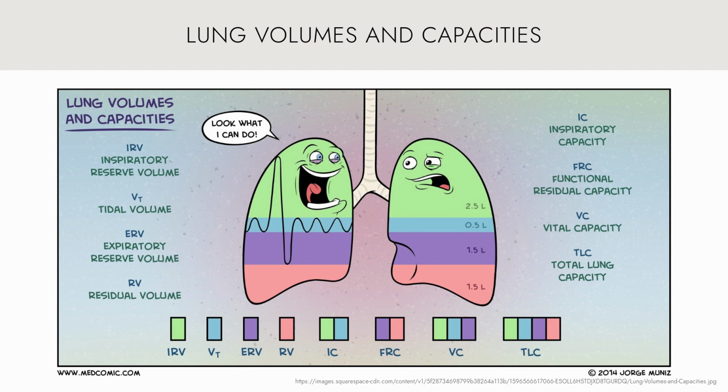Functional residual capacity is the air left after a normal exhale, and inspiratory capacity is the maximum inhalable volume. In critical care, reduced vital capacity or total lung capacity suggests restrictive disease, such as fibrosis, while an increased functional residual capacity may indicate air trapping, such as in COPD. These metrics guide diagnosis and management strategies.